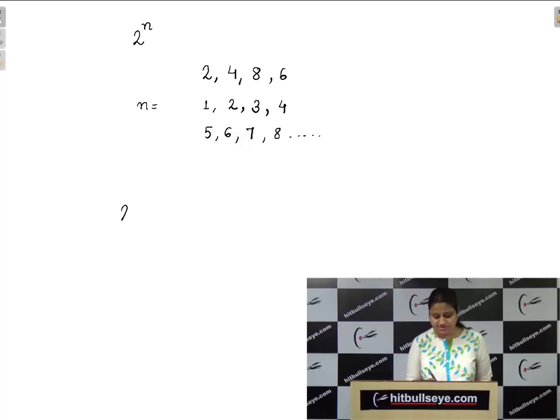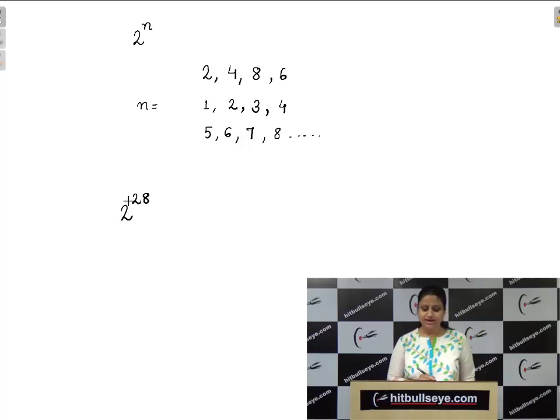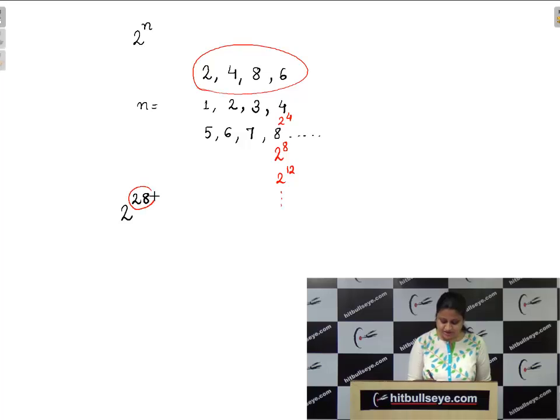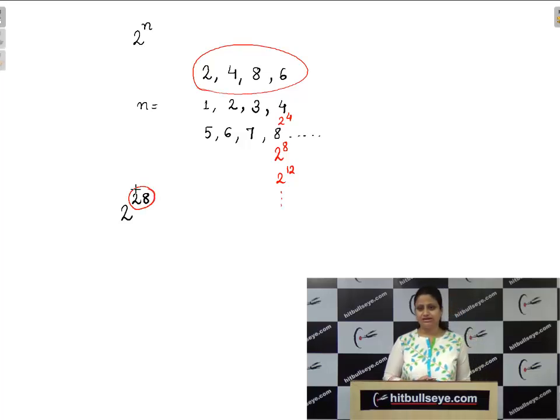Now, my question was, what is the unit place of 2 raised to power 28? As I know that the cycle is 2, 4, 8, 6, if the power is a multiple of 4, the unit place will always be 6. Now you can see this power 28 is obviously a multiple of 4. That's why in this case as well, what will be the unit place? It will be 6 only.